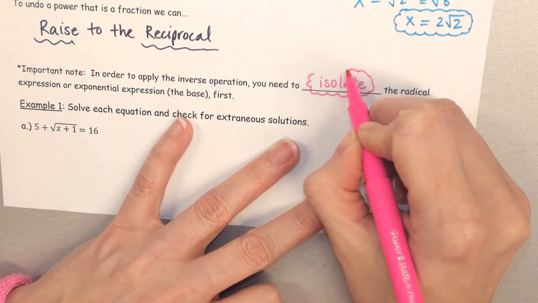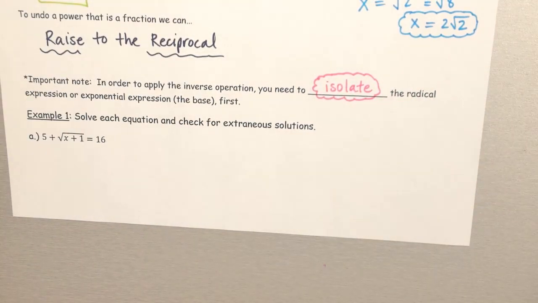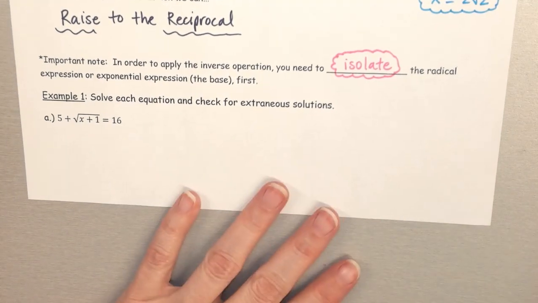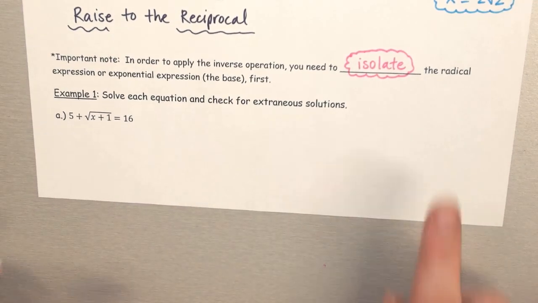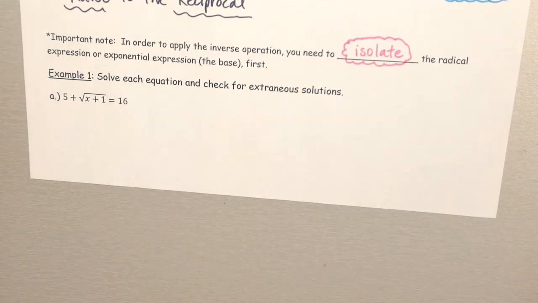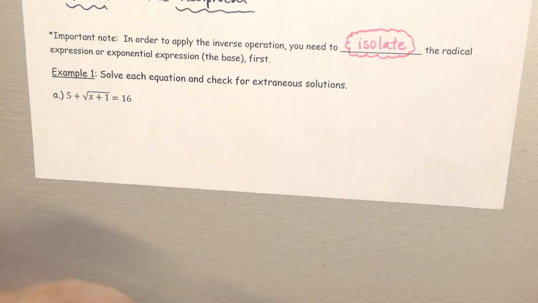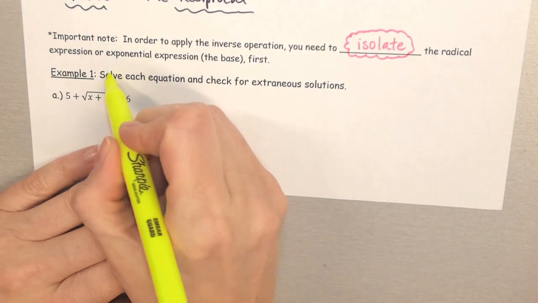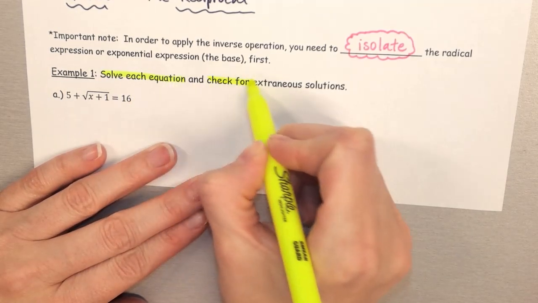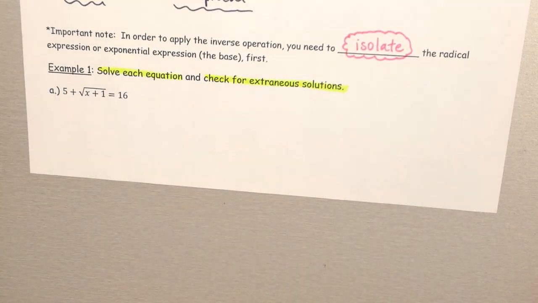So if there's anything added or subtracted to the radical, we want to move that over. In some cases, you can only isolate one of the radicals because you have radicals on both sides. We'll talk about what to do in those type of cases. Okay, so it's either going to be a radical expression or an exponential expression. So in example 1, we're going to solve each equation, and then we're going to check for extraneous solutions.